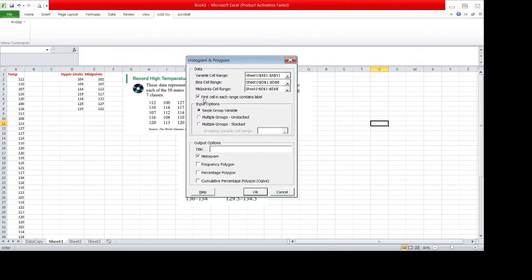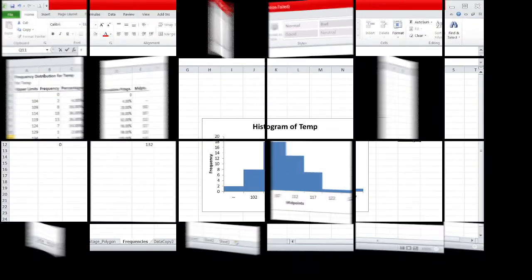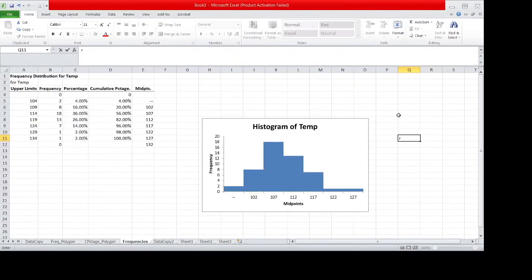Then, check this box because we included the labels of these 3 columns. Check this box also. Check the histogram box, frequency polygon, and the cumulative percentage polygon, also known as the ogive. Then click OK.